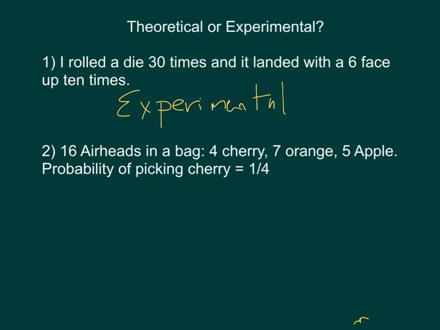Number 2: 16 airheads in a bag, 4 are cherry, 7 are orange, 5 are apple. The probability of picking cherry is 1 out of 4, which is the same thing as 4 out of 16. This is what could happen, what might happen, what will theoretically happen. This did not actually happen, so this is theoretical.